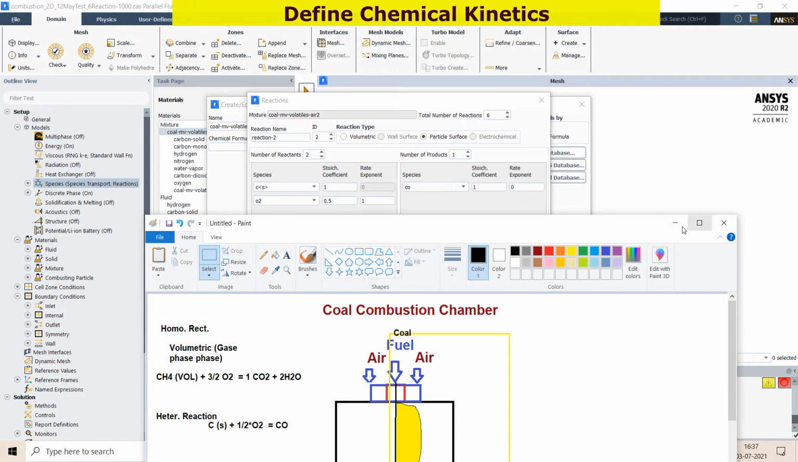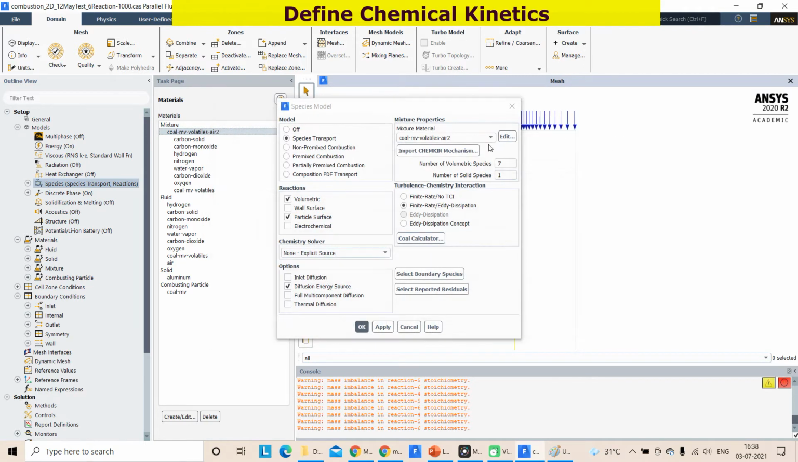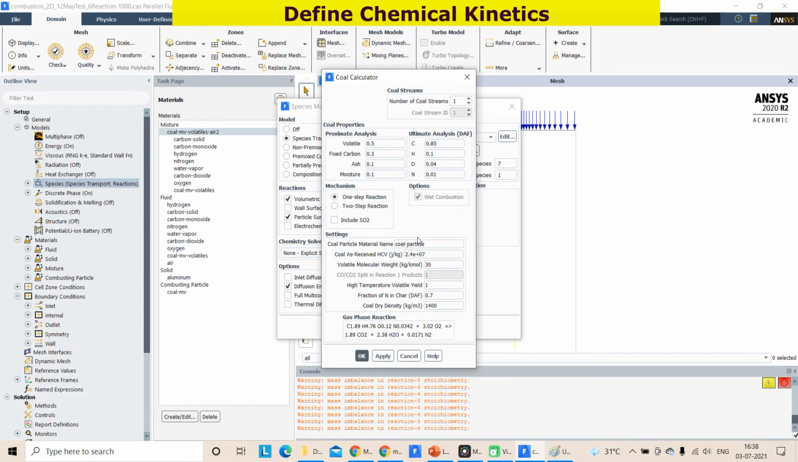Then there is a third reaction, fourth reaction, fifth reaction, and sixth reaction. The CO reacts with O2, and then we get CO2. This reaction we can also use. Then after chemical kinetics, you should not forget coal calculated. Coal calculated means fuel composition. Actually this data should be given before chemical kinetics.